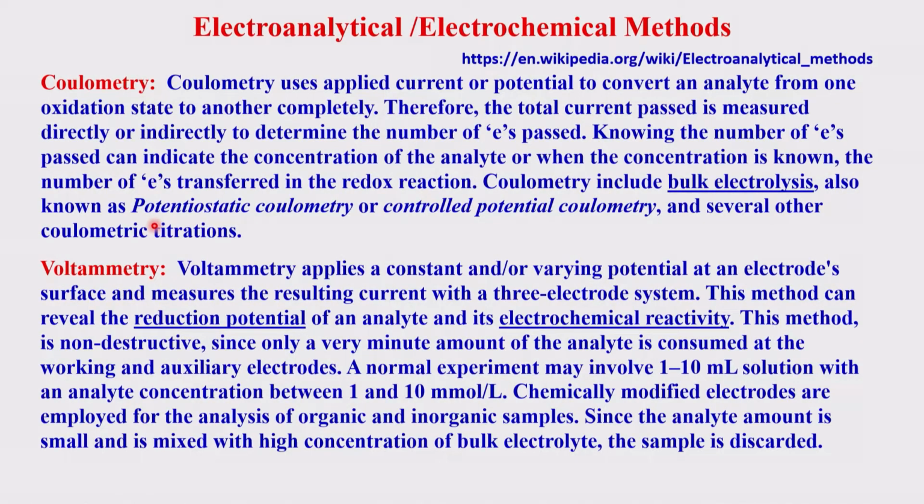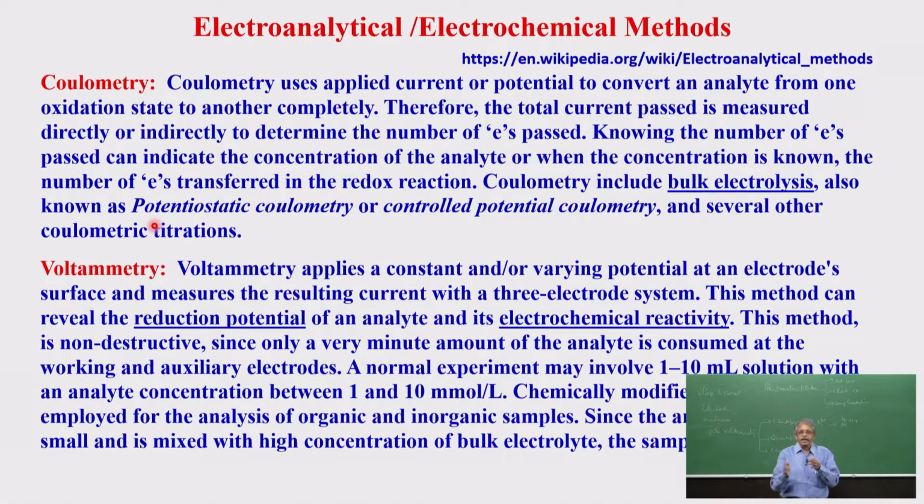The third technique is voltammetry. Here you vary the potential, and then you measure the current. You can do that in a linear way, which is called linear voltammetry. You can do it in a cyclic way, which is called cyclic voltammetry.